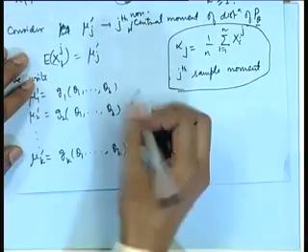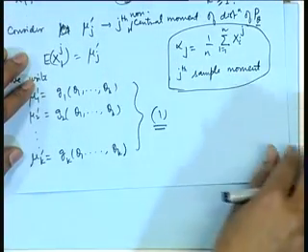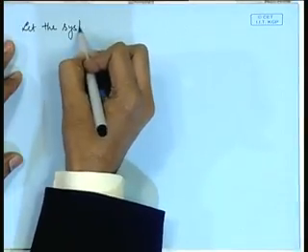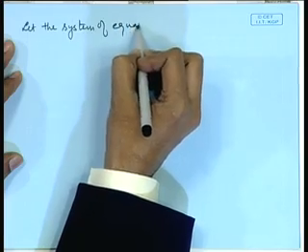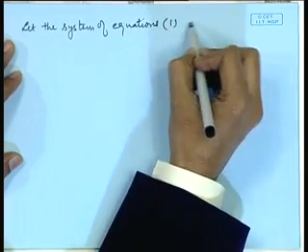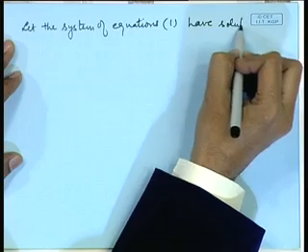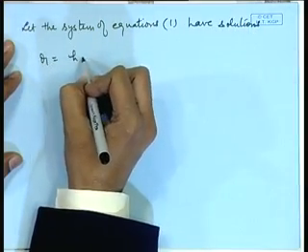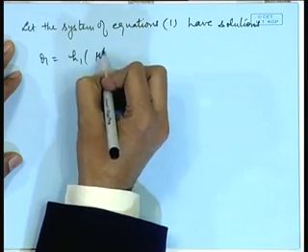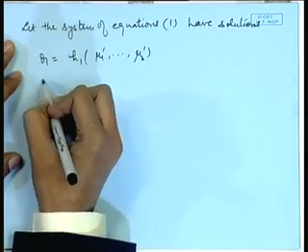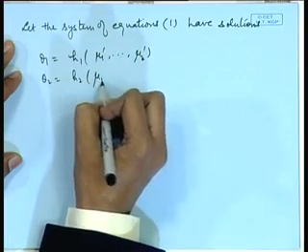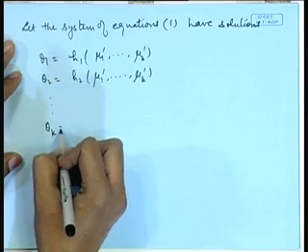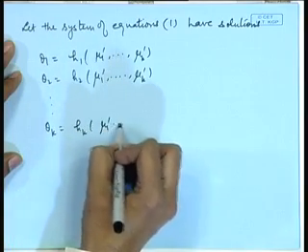let us write this system of equations as 1. Let the system of equations 1 have solutions. Say theta 1 is some function h1 of mu 1 prime, mu 2 prime, mu k prime. Theta 2 is some function h2 of mu 1 prime, mu 2 prime, mu k prime. Theta k is equal to some function hk of mu 1 prime, mu 2 prime, mu k prime.